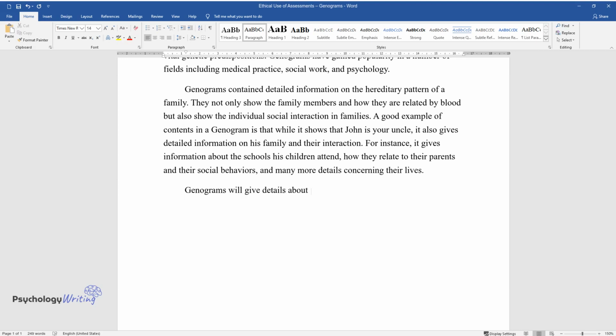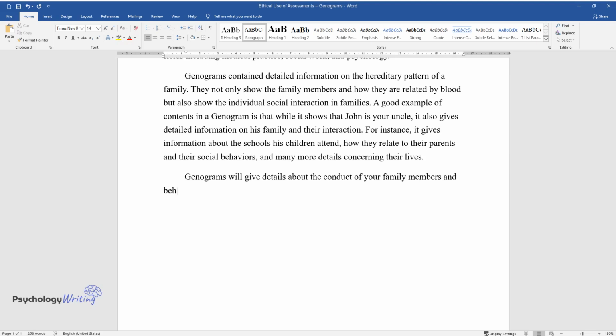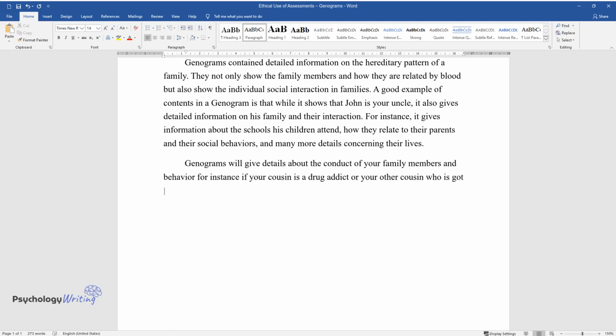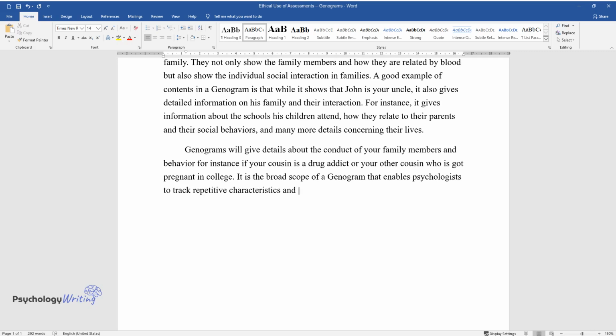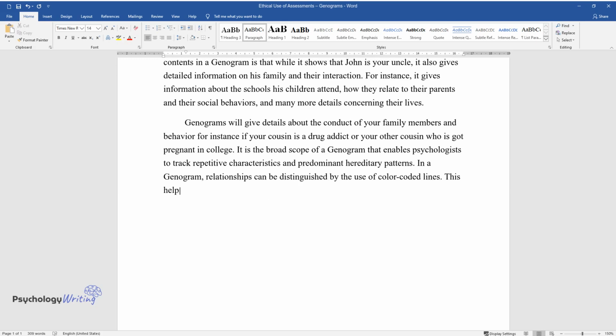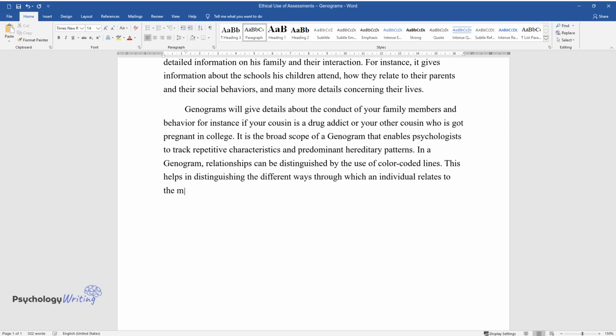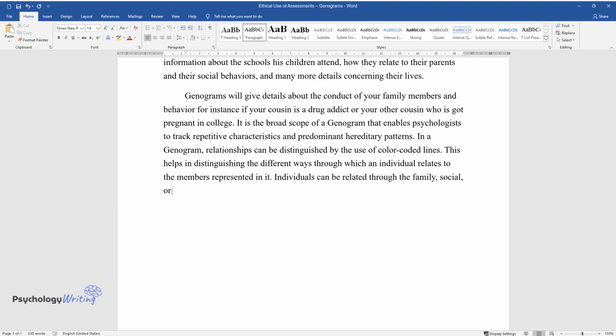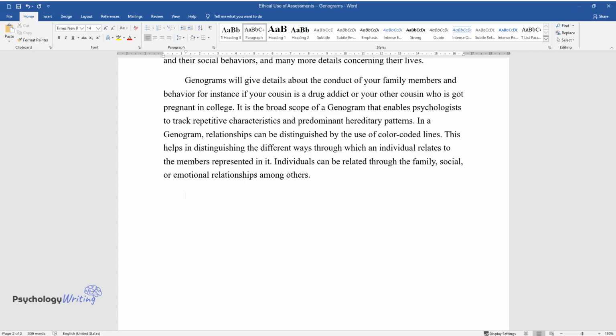Genograms will give details about the conduct of your family members and behavior, for instance if your cousin is a drug addict or your other cousin has got pregnant in college. It is the broad scope of a genogram that enables psychologists to track repetitive characteristics and predominant hereditary patterns. In a genogram, relationships can be distinguished by the use of color-coded lines. This helps in distinguishing the different ways through which an individual relates to the members represented in it. Individuals can be related through the family, social, or emotional relationships among others.